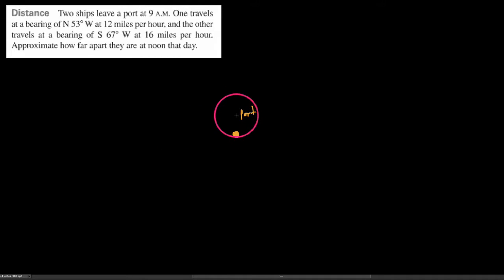And so what we're going to do is, because we're using bearings, we're going to pass a north-south line through it, but also an east-west line here. We're just going to kind of map out our directions. I'm going to say north, south, east, and west. And so first things first, it says our first boat left with a bearing of north 53 degrees west at 12 miles per hour. So the first thing we want to do is just establish what direction this is heading in.